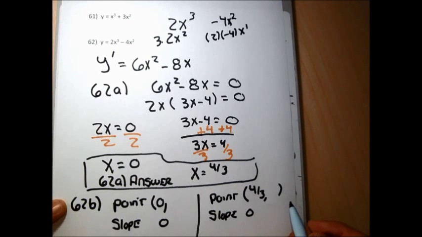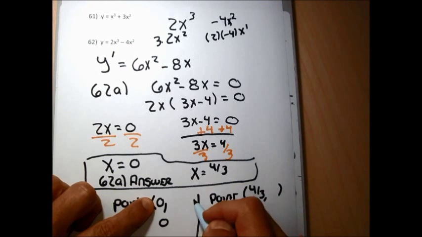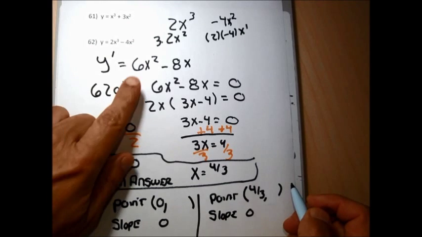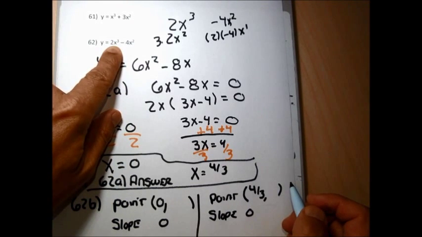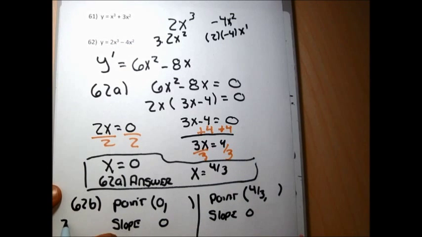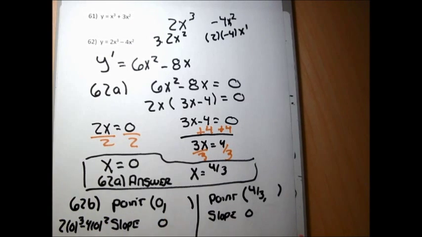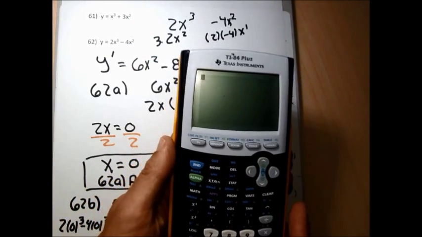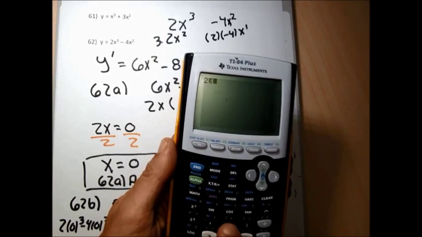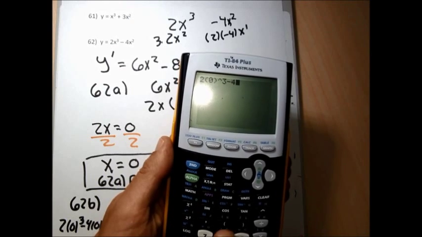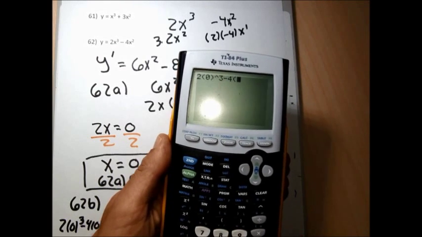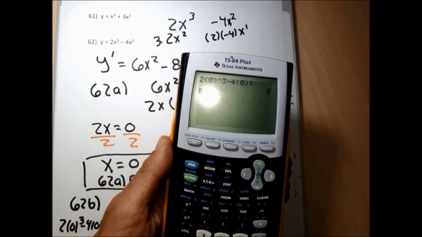For each of these points, I need to get a y-coordinate. To get a y-coordinate, I take the value of x and plug it into the original function. So for the first, x equal to 0, I need to go 2 times 0 cubed minus 4 times 0 squared to get this y-coordinate. And that's 0, but I'll do it on my calculator really quickly. I'll go 2 times 0 up arrow 3 minus 4 times parentheses 0 squared, which gives me 0.